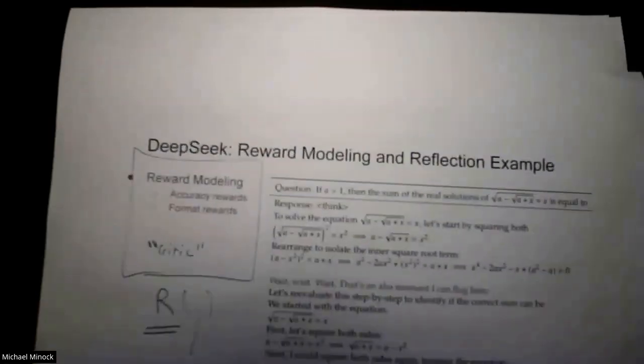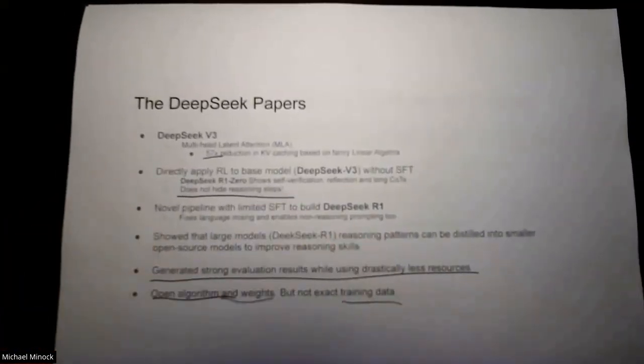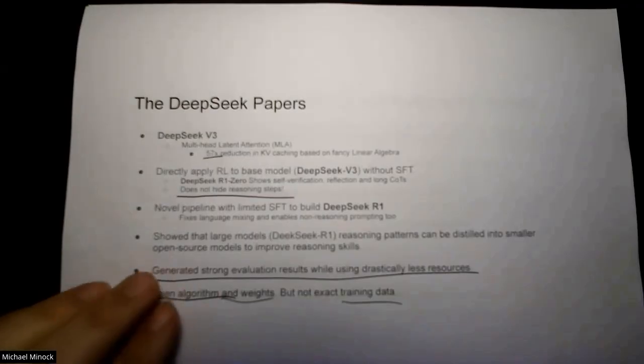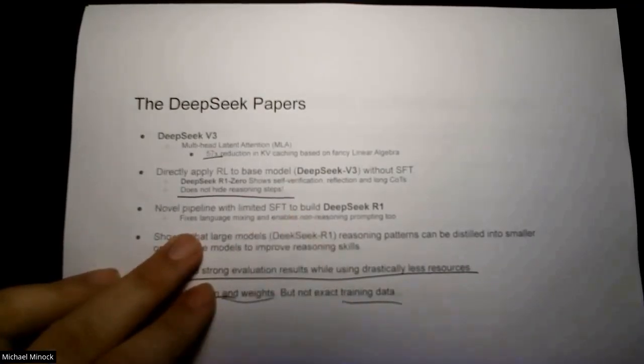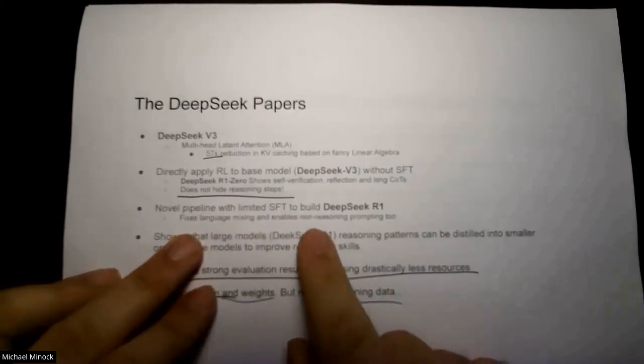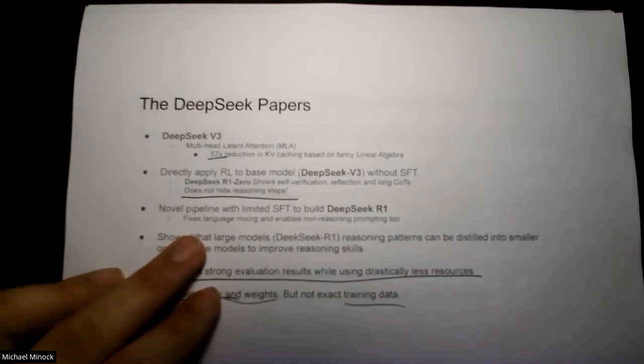Okay, so let's go back to this right here. There's a lot more going on in the DeepSeek papers, and they showed some other novel pipelines. There were some language mixing problems and other problems. If you take that R1 and ask it something like, what's the capital of Taiwan or the capital of Mexico, it will start doing a reasoning problem. So it's gotten a little bit wild there.